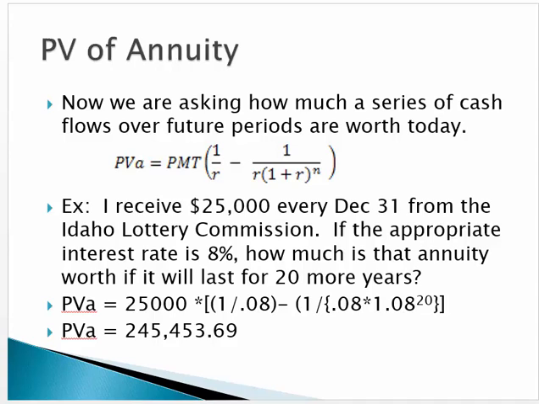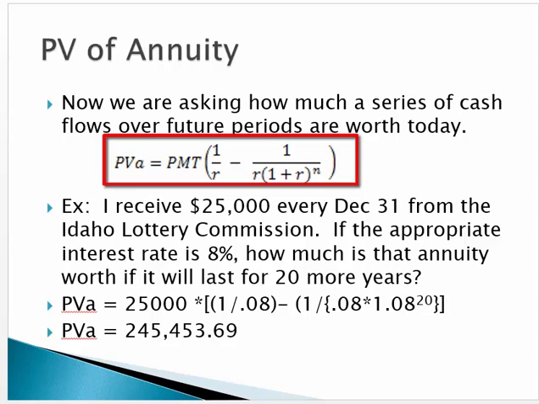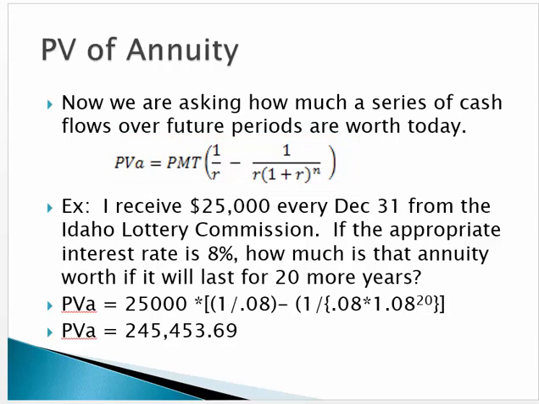Okay, in this video we're going to continue looking at dealing with a series of even cash flows. So those are annuities again, and now we're going to look at present value of annuities. So now we're asking how much a series of cash flows that we're going to receive over future periods is worth today. The formula for the present value of an annuity is equal to the payment times, in parentheses, 1 over r minus 1 over r times 1 plus r to the nth power.